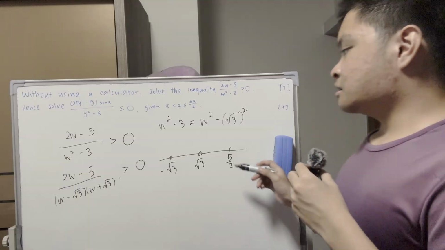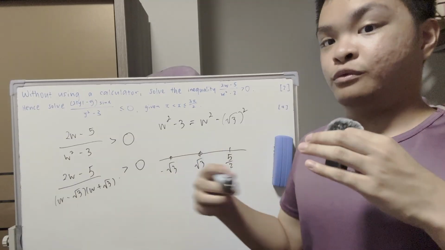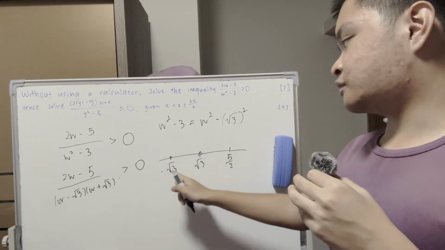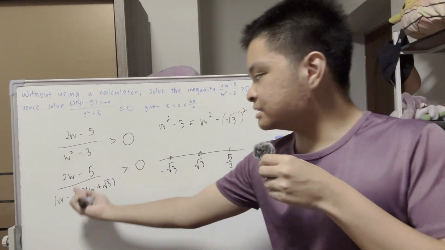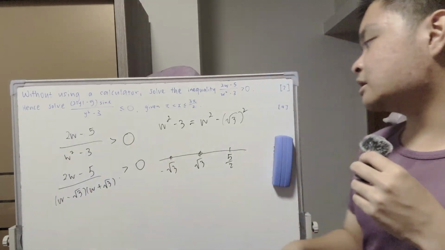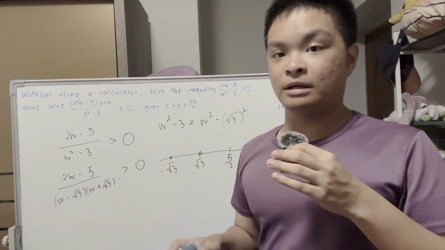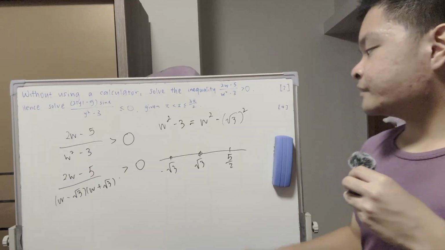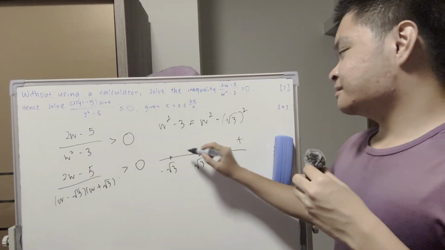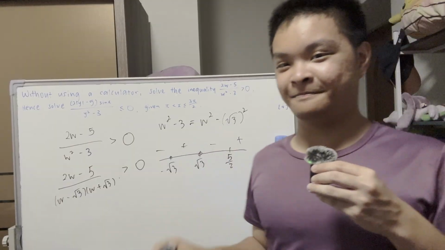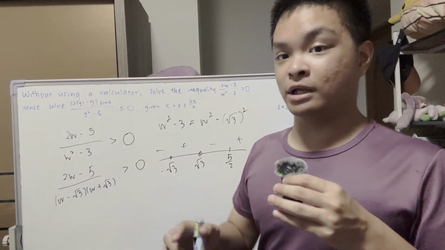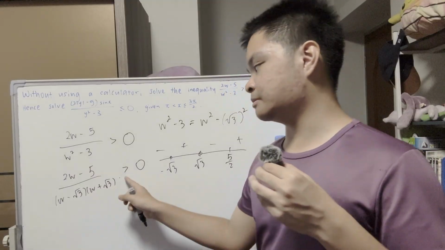After that, you would plug in any value, besides of course these two, and see what sign this expression will be. Normally I will do w equals 10. You will find out that this is actually positive. It will alternate. So the question is asking us, what values of w will I get when I know that this expression is more than 0?